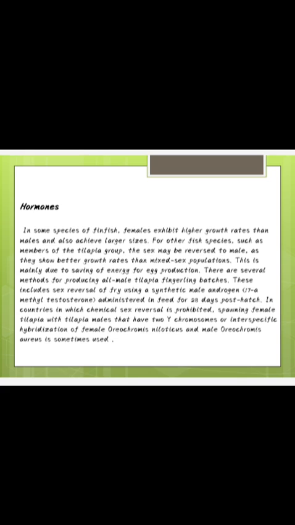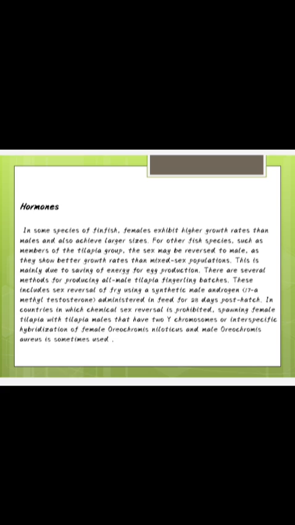So, para naman sa ibang species, katulad ng sa grupo ng tilapia, yung sex ay kabaliktaran sa lalaki kasi mas pinapakita nila yung better growth kesa sa mixed-sex population. This is mainly due to saving of energy for egg production. O yun, so dahil dito sa pag-save ng energy para sa egg production.